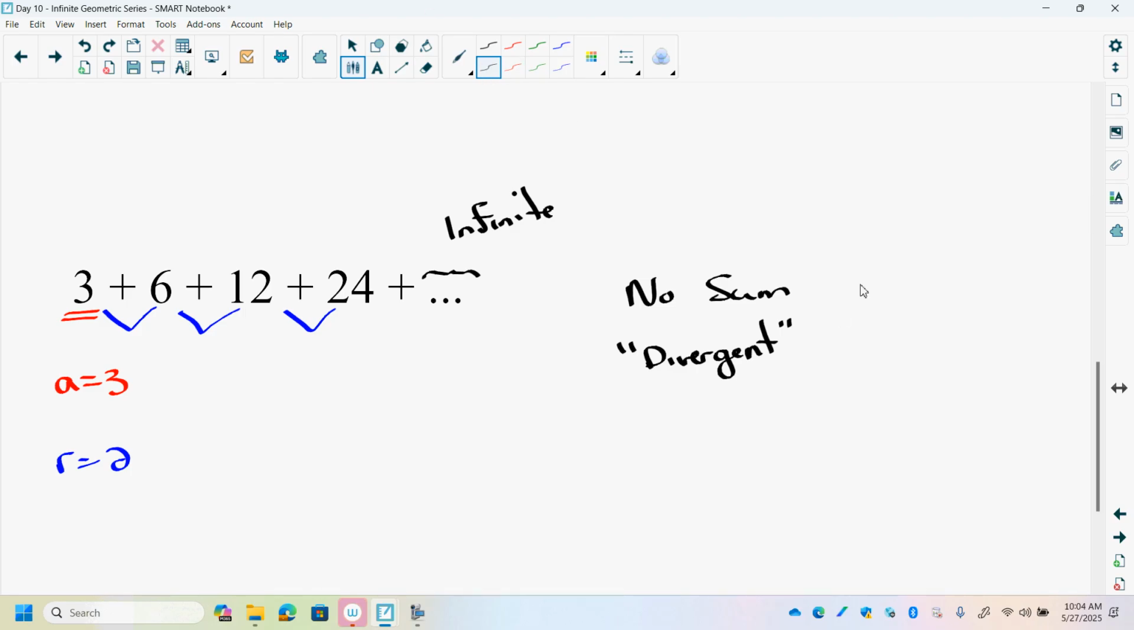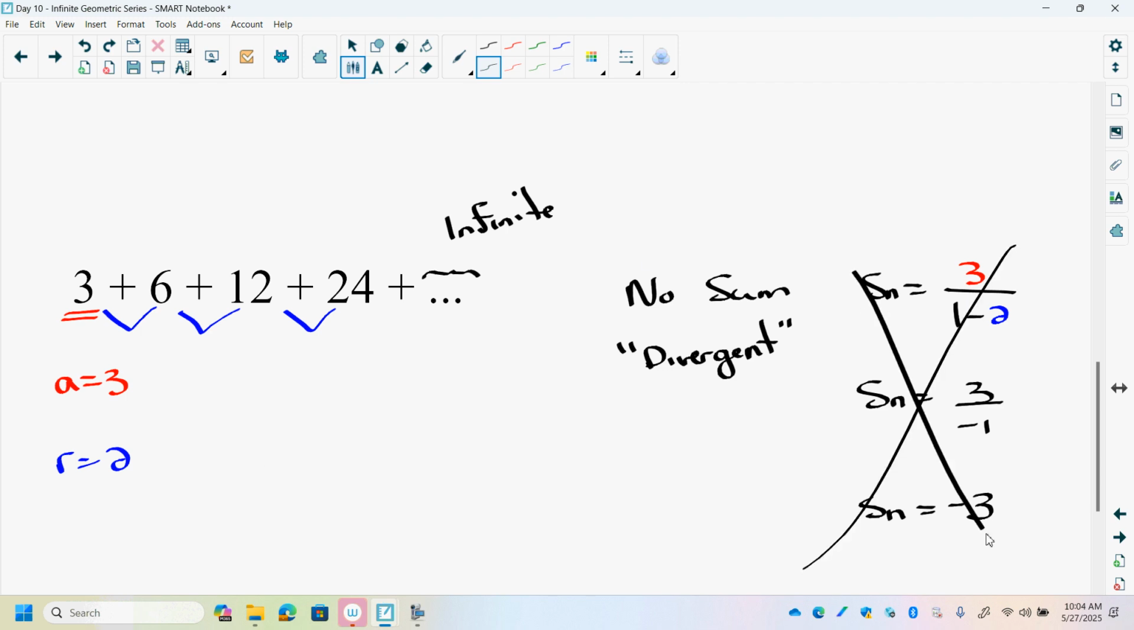Some people think that they could do this. 3 over 1 minus 2. 3 over -1. That don't make no sense. Right? Like it can't equal -3. Check it. Why does this not make sense? Because the R value is too big.